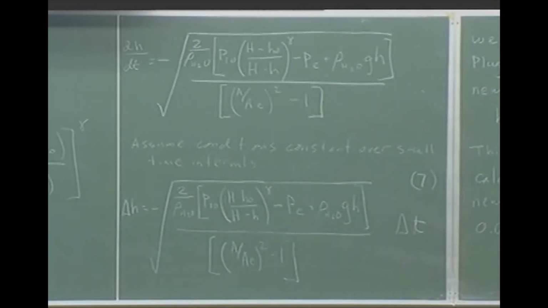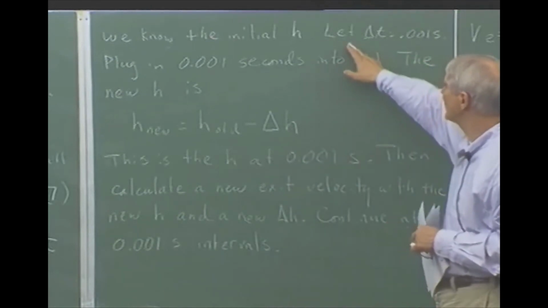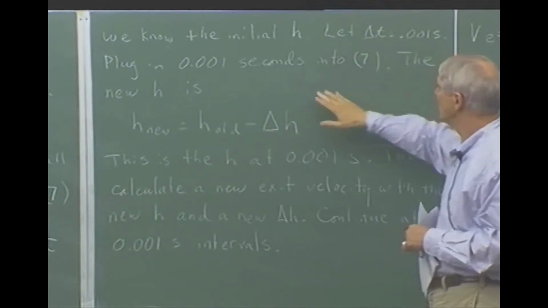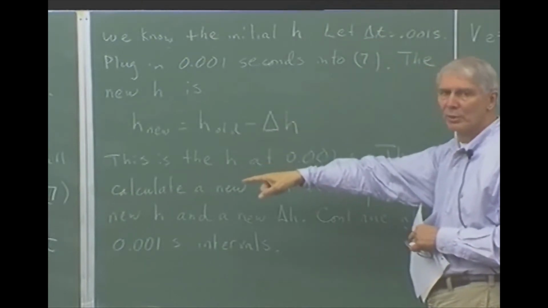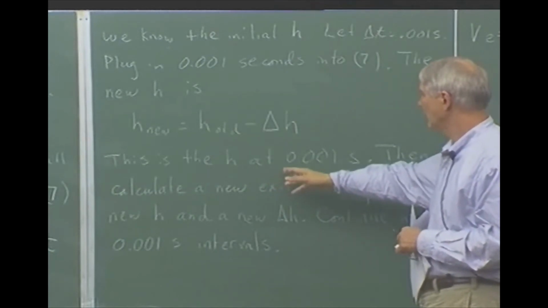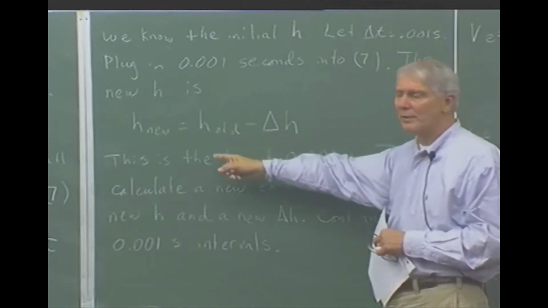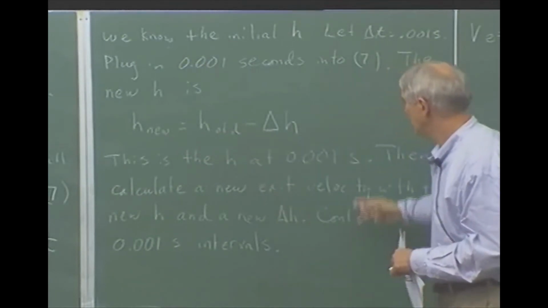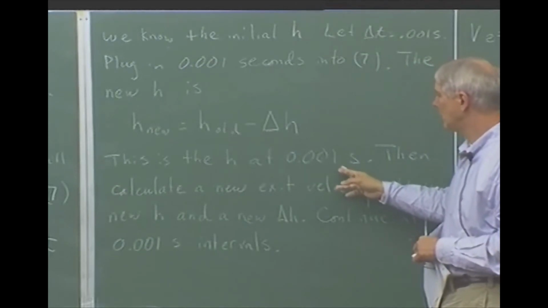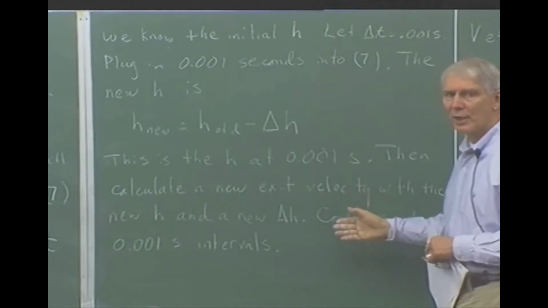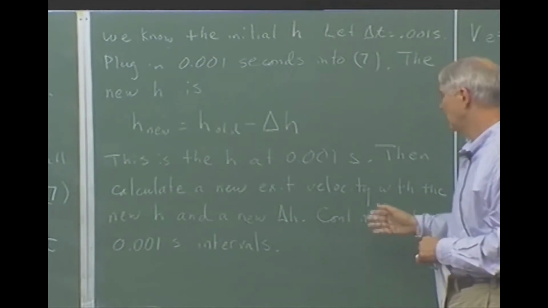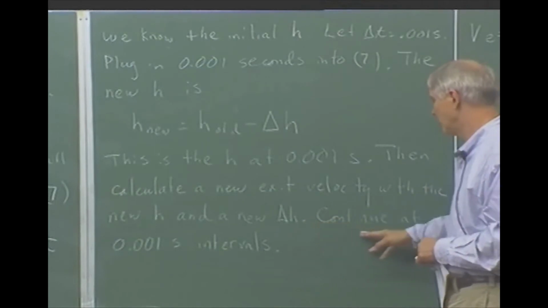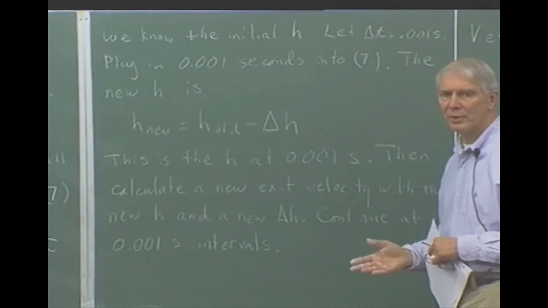So we come over here, we know the initial height. We're going to let delta t equal 0.001 seconds. We're going to plug that into equation 7 that we just wrote up on the board. And this will allow us to calculate a new height at that time. So the new height will be the old height minus delta H. This is the height of the water at 0.001 seconds. We can now calculate a new exit velocity with the new height and a new delta H for the next one. And we're going to just continue at 0.001 second time intervals.